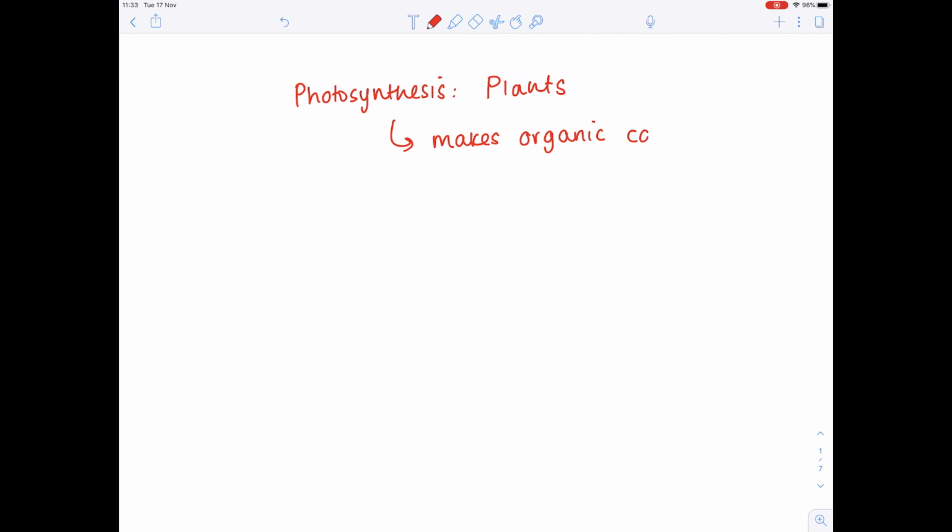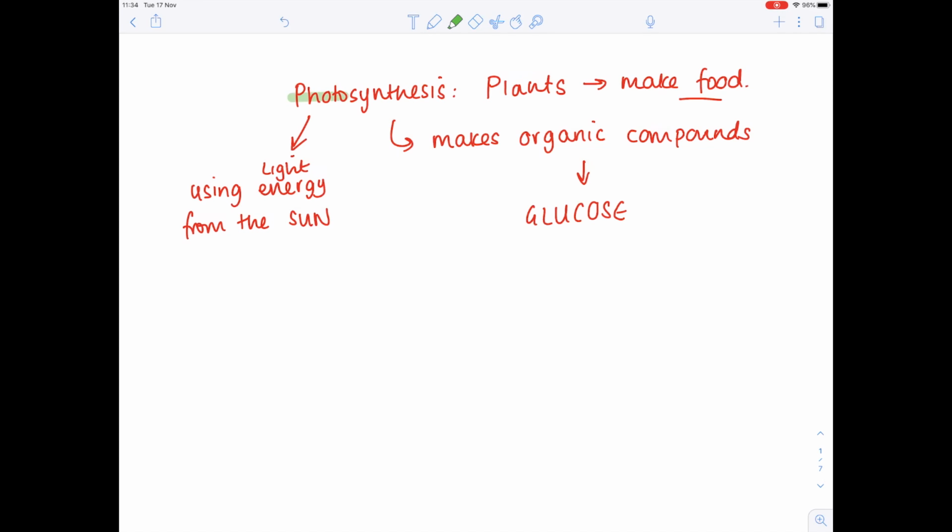And really, what we're talking about here is glucose. This is the method by which plants make their food. So remember, photo means relating to light, synthesis means making, so we're making food using light energy from the sun. Just to look at our summary equation, we're reacting water with carbon dioxide in the presence of light to produce glucose, and then oxygen is a byproduct of this reaction.